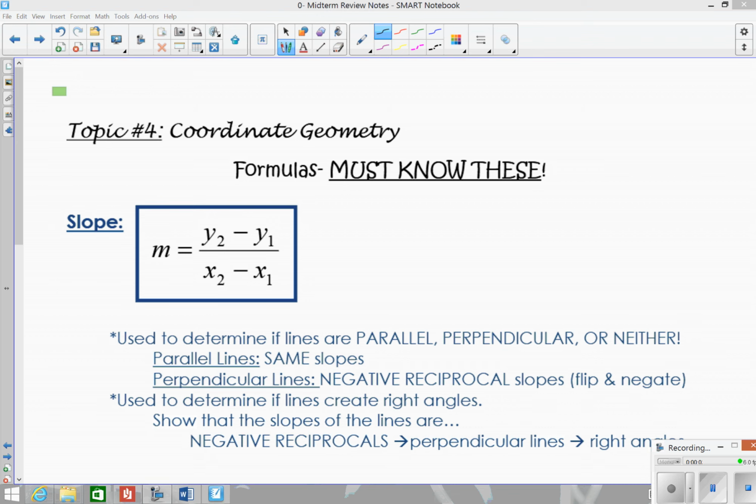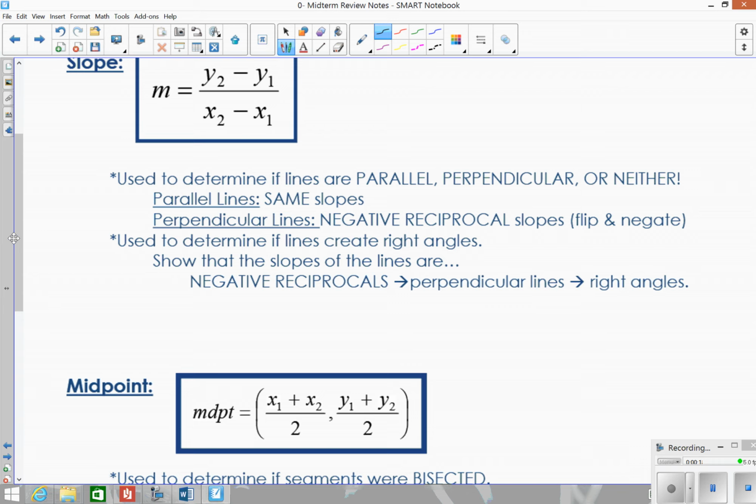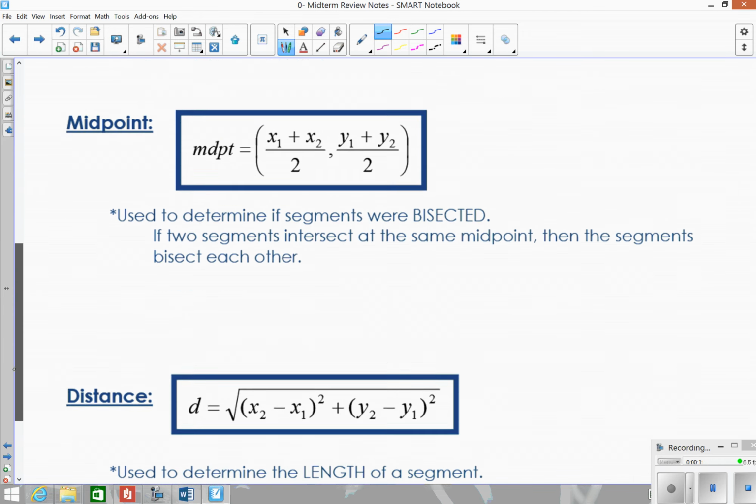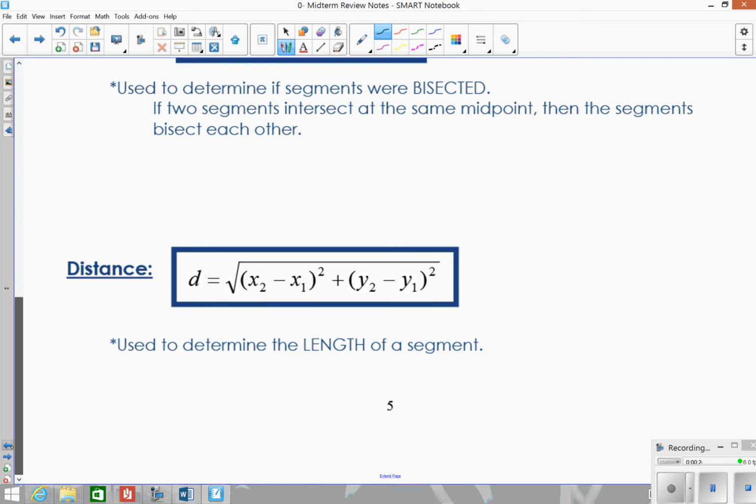The next topic in Unit 1 was coordinate geometry. So we did a lot of different things. We used the slope formula, distance formula, midpoint formula. We talked about parallel and perpendicular lines. So this page really just consists of formulas that you have to know. They're not given to you, and what you can use them for. So I'm going to just leave this up to you to read, and then we're going to go to the next page.